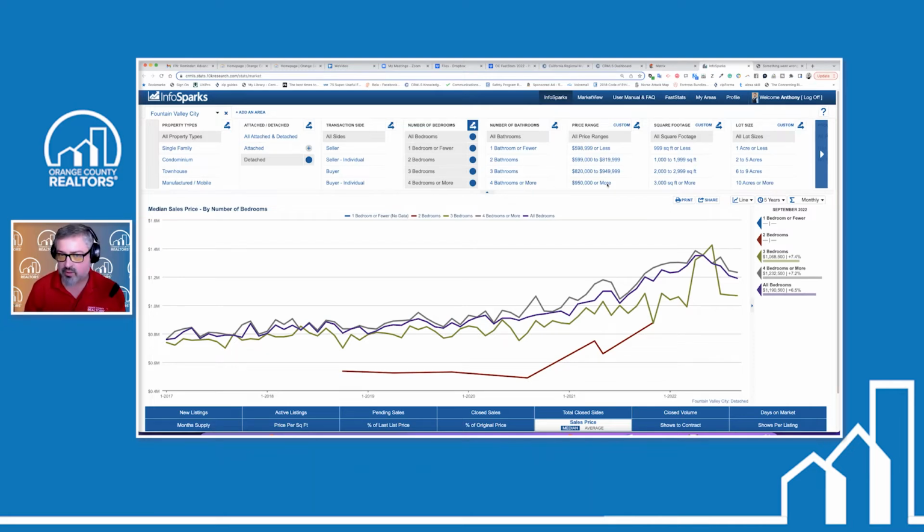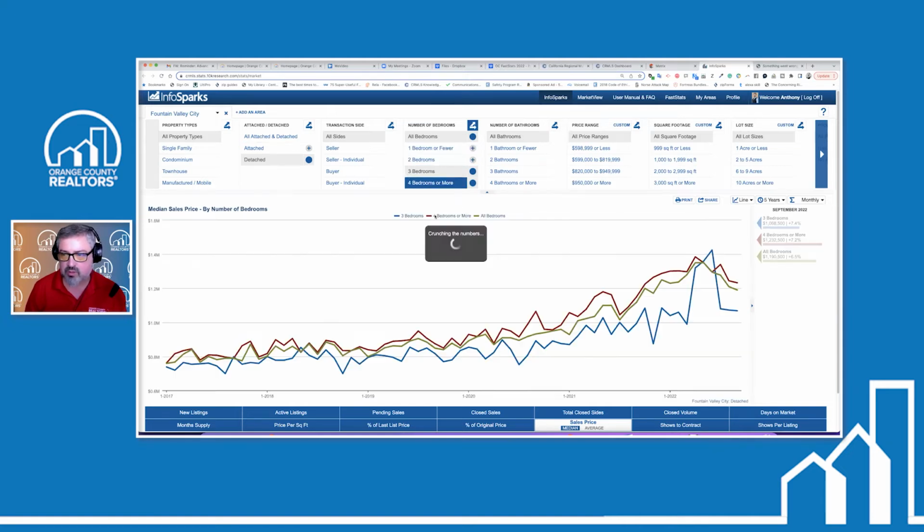So we have a nice little side-by-side comparison. We can deselect the ones that don't have their bedrooms for the detached market. And now we can just have a simple line graph looking at all three choices.